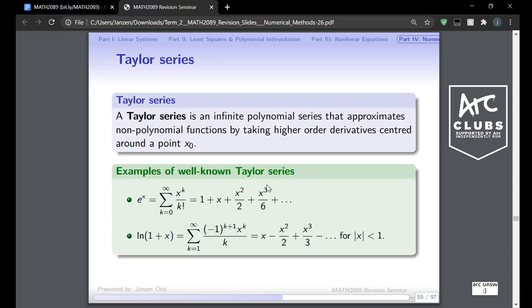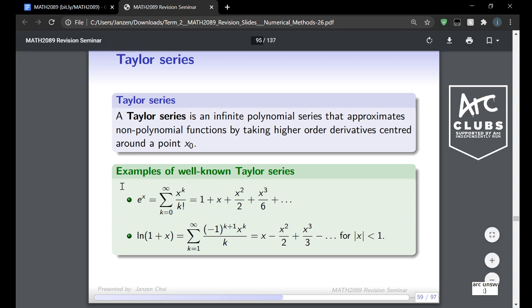Otherwise, let's just continue. The Taylor series approximates a non-polynomial function as a polynomial. Below are some examples of common Taylor series. This is the Taylor series for the exponent, so Euler's number, and the ln expression here. It's not too bad.